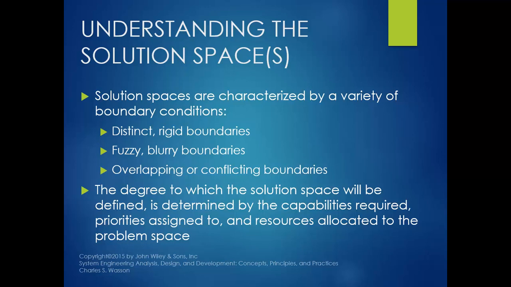It could be distinct, rigid boundaries, for example, limited budget, which might affect the number of resources assigned to the solution space. It could be fuzzy, blurry boundaries, which means the solution space is vague in some way, which might affect the capabilities required, the priorities assigned, and the resources allocated to the problem space. And it could be overlapping or conflicting boundaries, which could be a mix of both the distinct and the fuzzy boundaries. In this case, the solution space will be determined by capabilities required under all boundaries, and the resources will be allocated based on that.